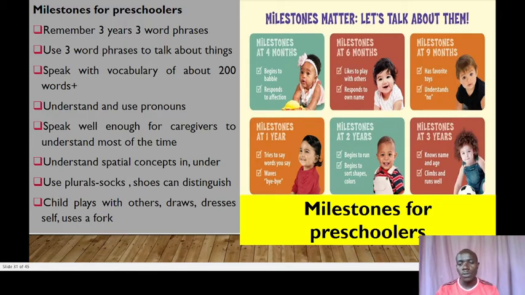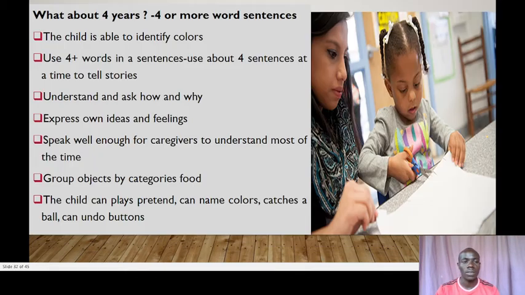One of the striking milestones to know is that the child is able to play with others. The child draws, is able to dress themselves, and can use a fork at this time. They know their name and age at this point.